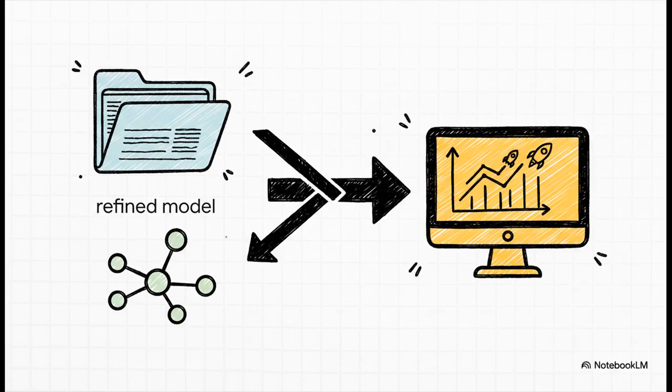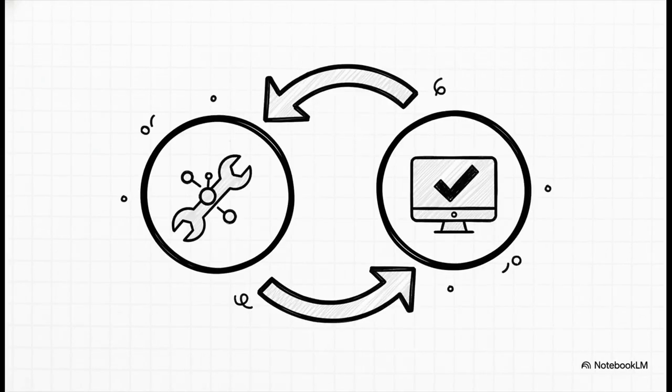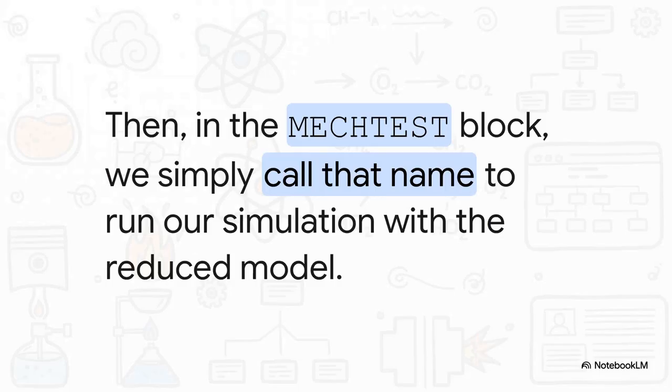All right, so we've got clean data and a tight model. Now it's time to run some simulations. Now, Optima++ doesn't replace these big-time solvers. It just tells them what to do, like a conductor. This modify then test workflow is where things get really cool. It's super seamless. So first in the mechmod block, we just give our new, smaller mechanism a simple name. Then, over in the mech test block, you just call that same name to run your simulation.